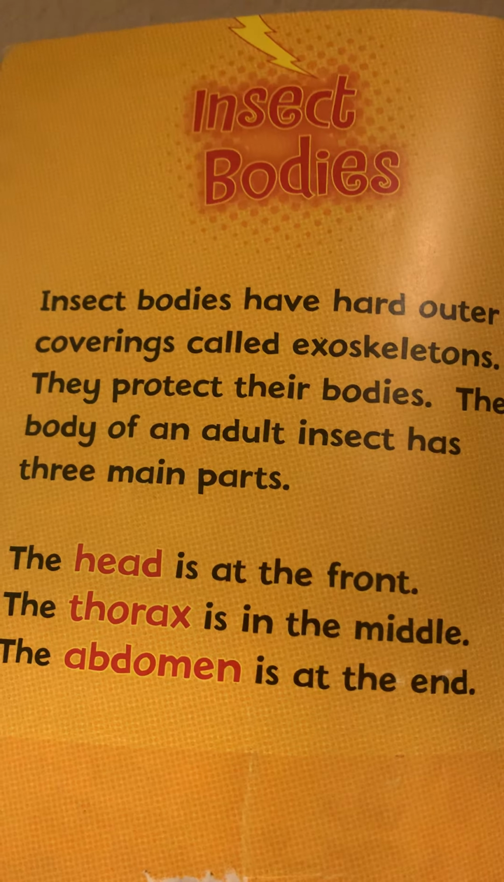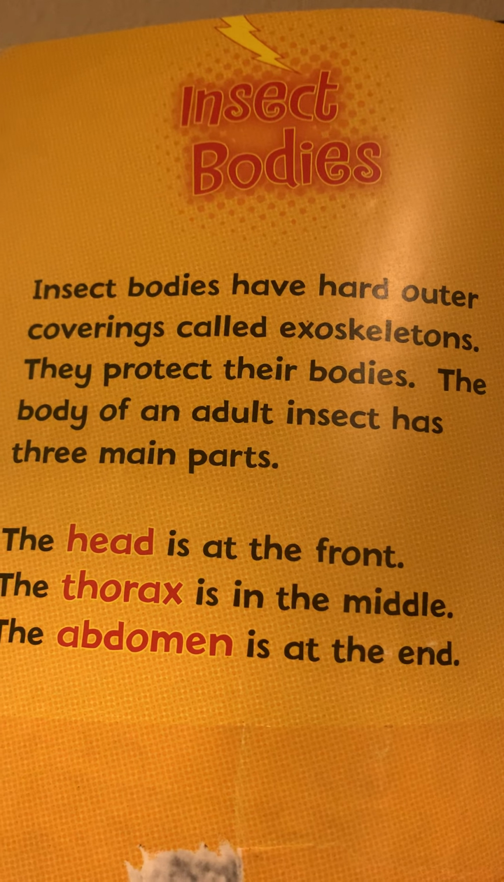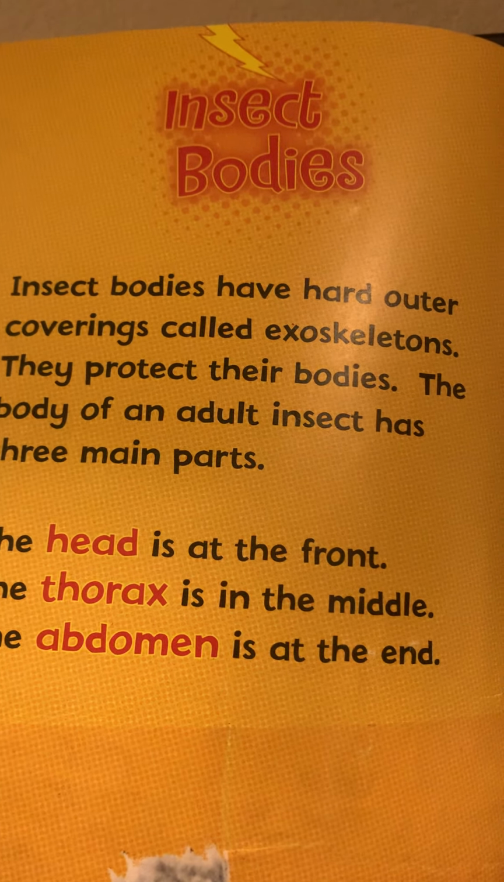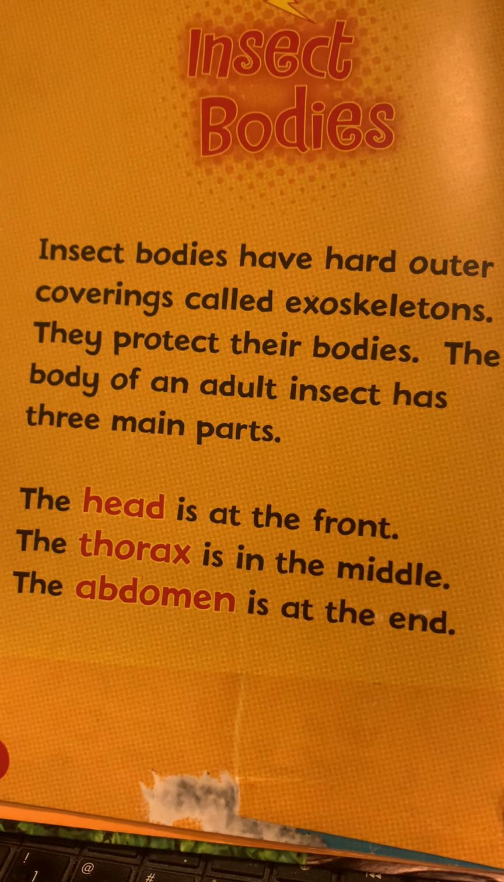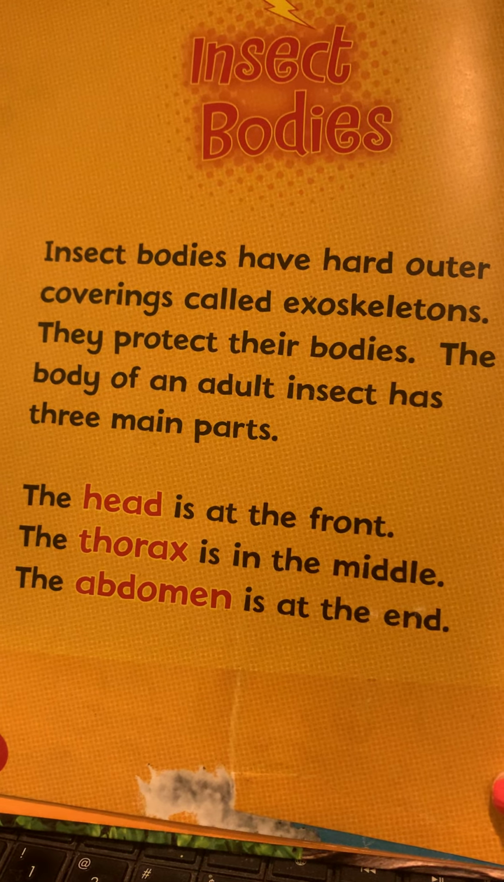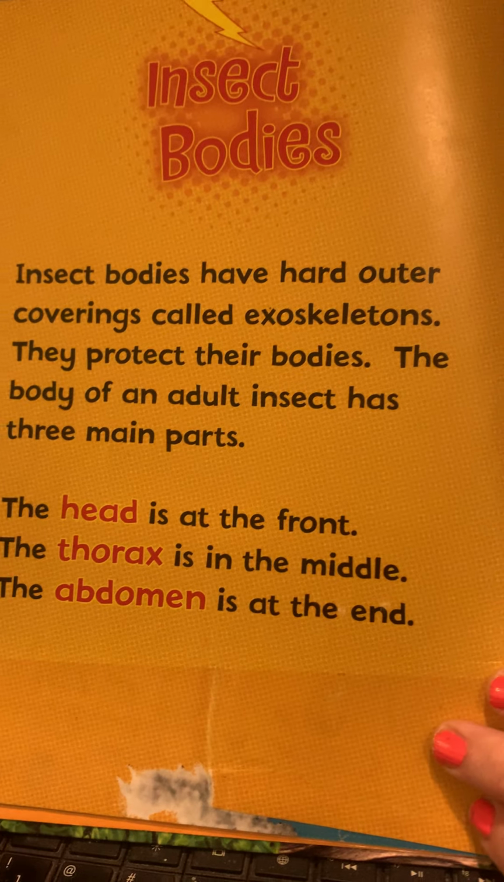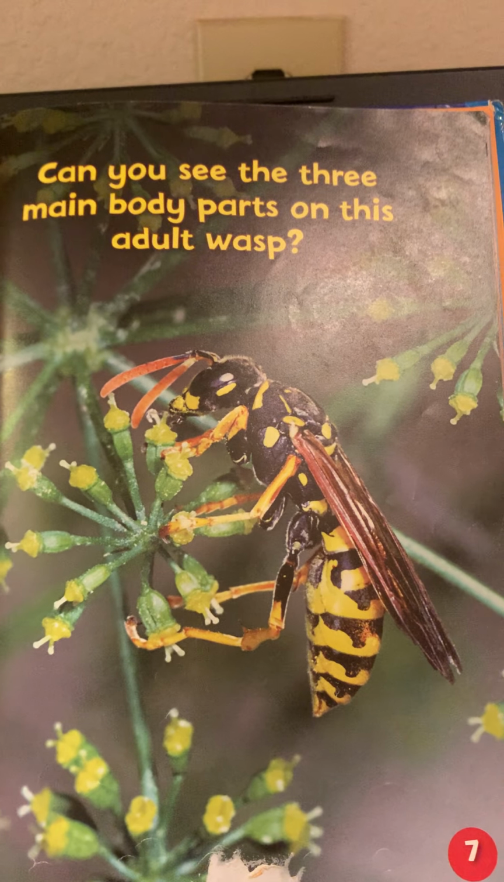Insect bodies. Insect bodies have hard outer coverings called exoskeletons. They protect their bodies. The body of an adult insect has 3 main parts. The head is at the front, the thorax is in the middle, and the abdomen is at the end. Can you see the 3 main body parts on this wasp?